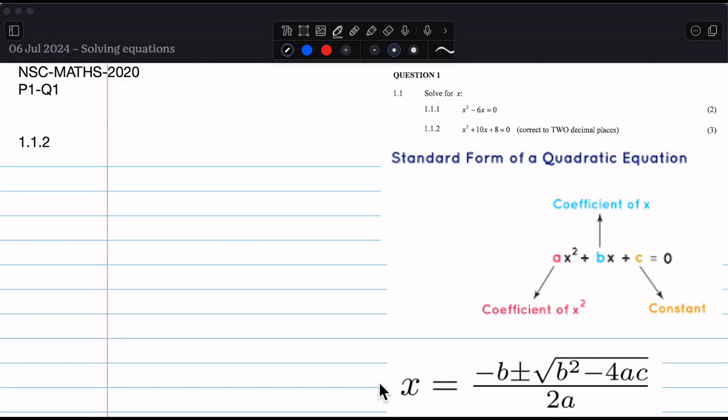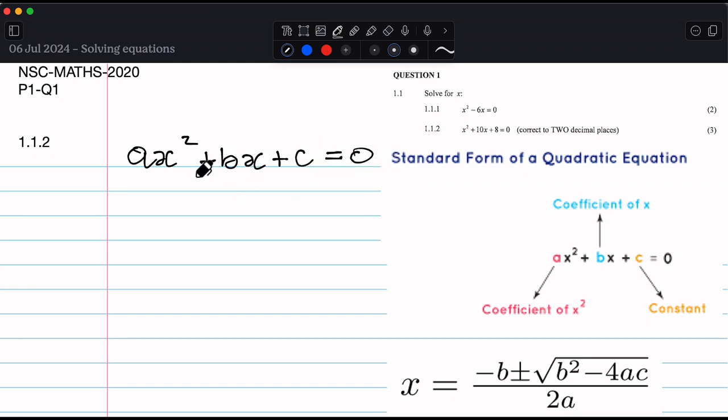Hello and welcome back. In this lesson, we are going to be answering question 1.1.2, where we will be using the quadratic formula to solve the quadratic equation x squared plus 10x plus 8 equals 0. Now, whenever we deal with quadratic equations and we have to use the quadratic formula, it's important to remember that a quadratic equation in standard form is in the form ax squared plus bx plus c equals 0.